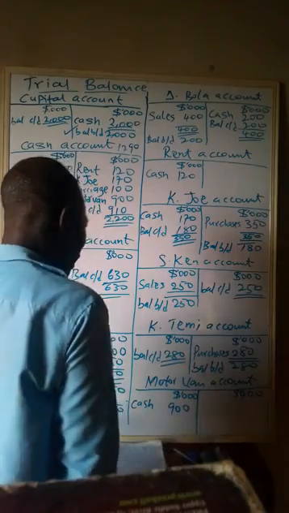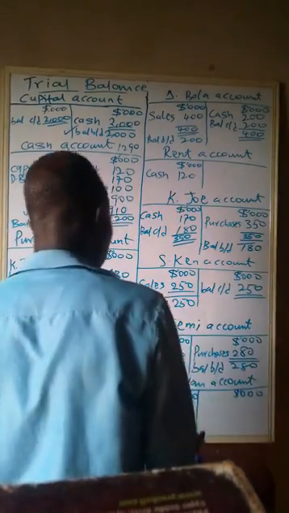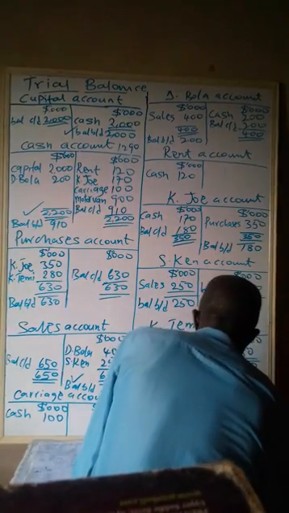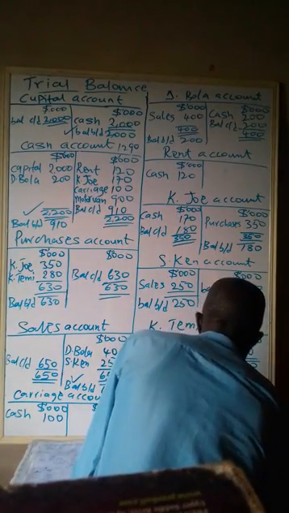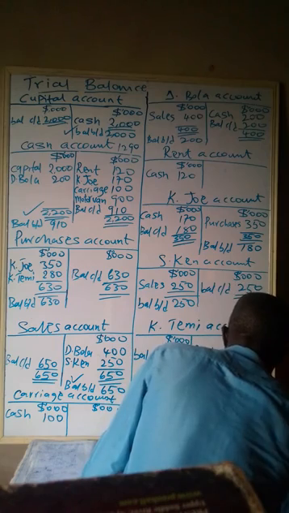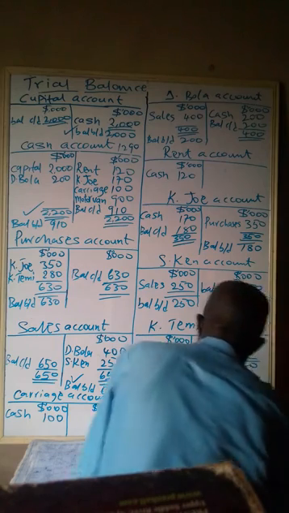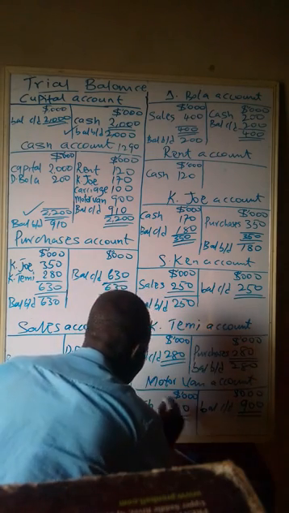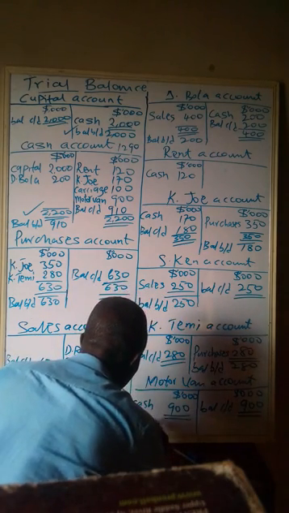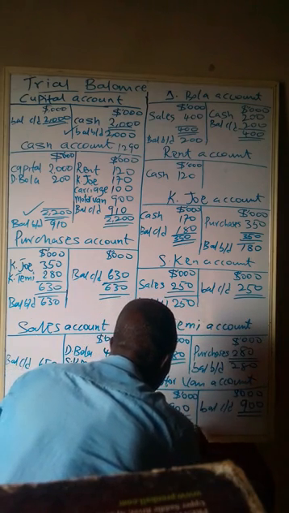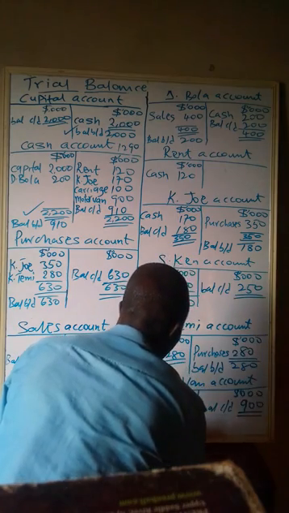Then motor van account. We bought motor van. We did not buy another one. So the balance CD that go to balance sheet is 900. That is our financial position. So I balance it off, and I bring my, because it's an asset account, my balance BD come to debit side. Come to that, and that is that.